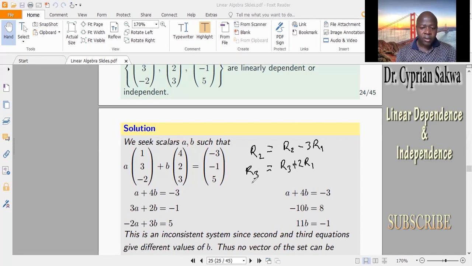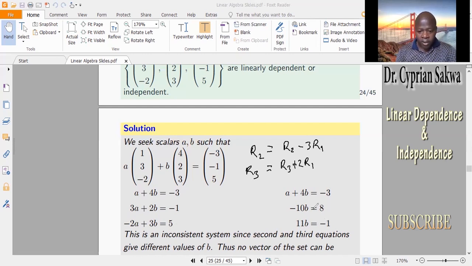And then what about this? Multiply this by 2. I have 2, added to this I have a 0. And then this one times 2 I have 8B, added to that I have 11B. And then this one by 2 I have -6, added with this I have -1.